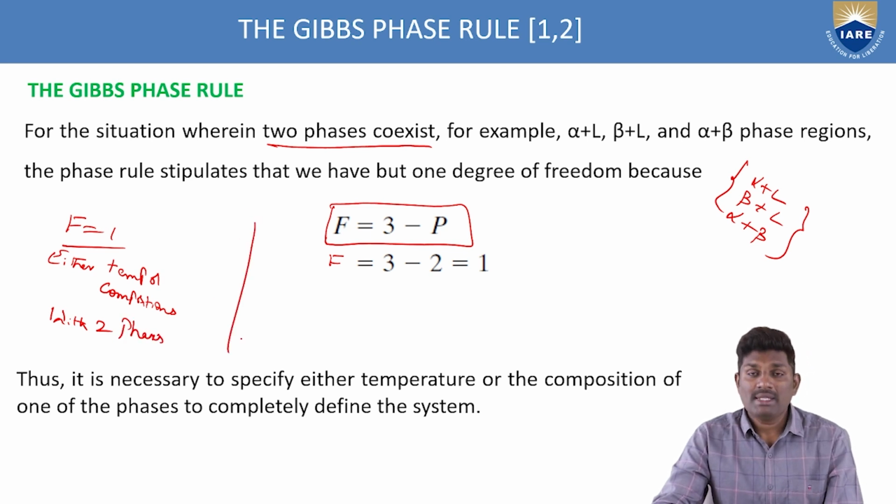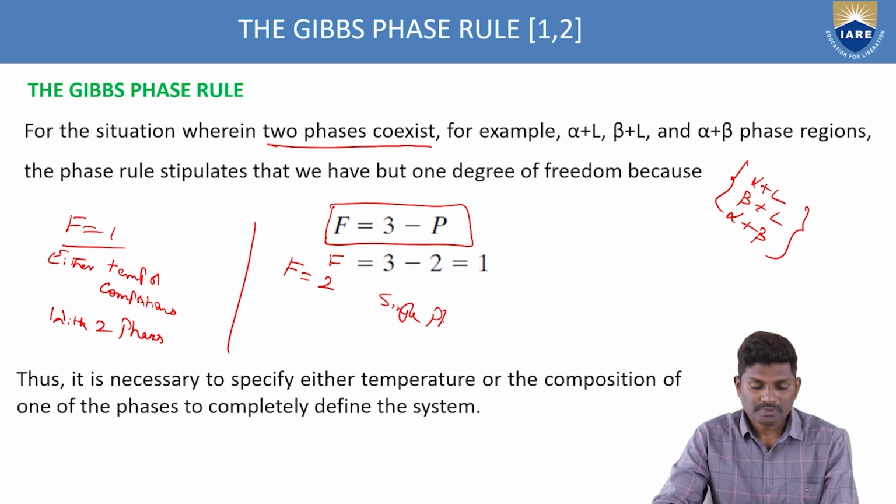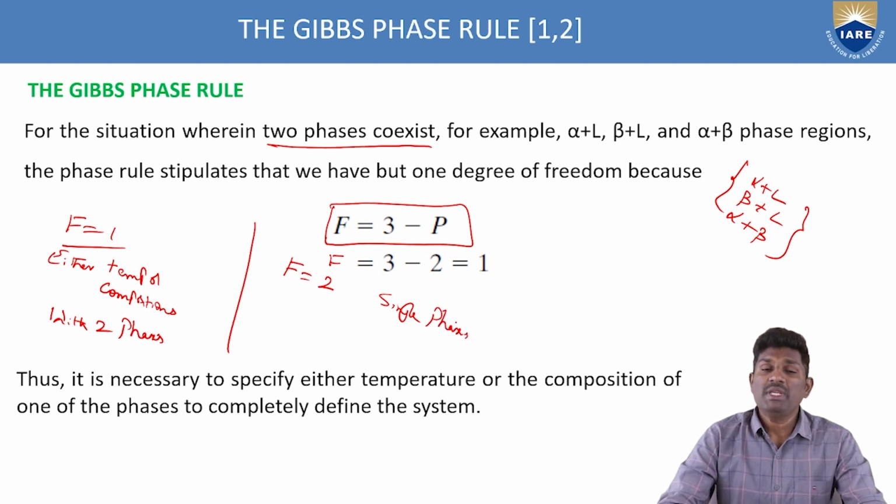And the same way, if it is a single phase, F is equal to 2. That means here two parameters are required. Both the temperature as well as the composition are required to describe the characteristics of the alloys which is existing in the system for the single phase. And if it is a two phase, only one parameter, either the temperature or composition should be required to describe the characteristics of the alloy which is existing in the system.